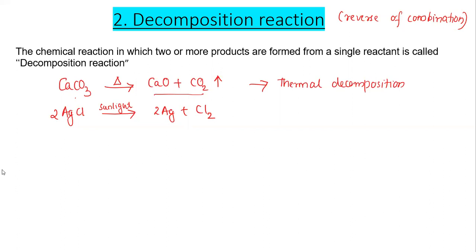This reaction is taking place in the presence of sunlight. Such type of reactions are called photolysis. It is also known as photolysis or photochemical decomposition. Here sunlight is used for the purpose of decomposition. So it is also called photolysis or photochemical decomposition. Here also we gave sunlight as the energy to break the reactant.